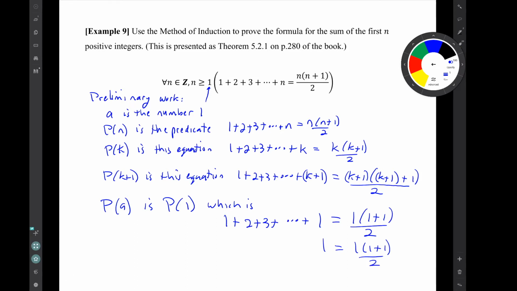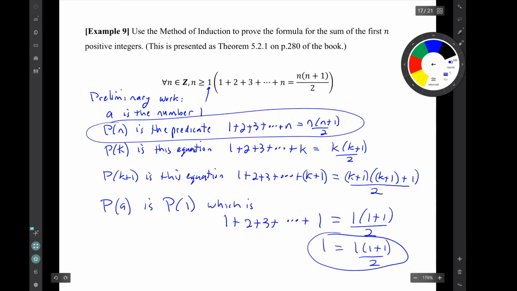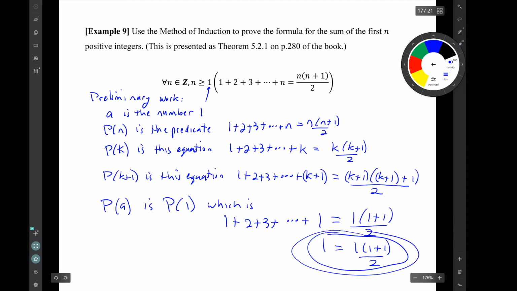Now, P(1) is not a number. It's not the number 1. It's a statement. It's the statement that says 1 equals 1 times quantity 1 plus 1 over 2. So it's a statement that's either true or false. Let's go back. Notice that P(n) is a predicate. It contains a variable n. It's neither true nor false until we substitute an actual value of n in. But P(1) is this actual statement.